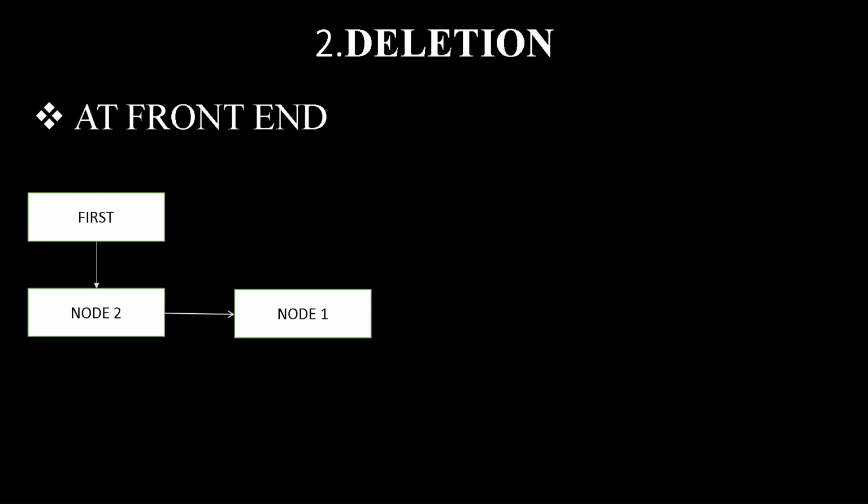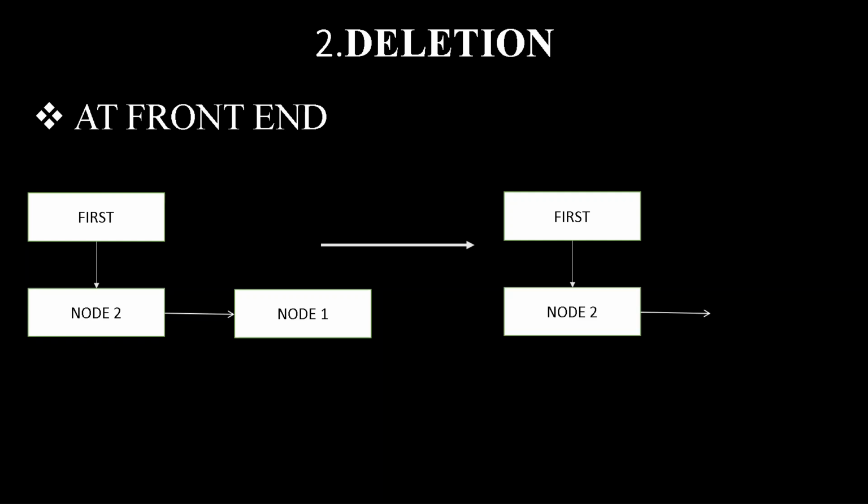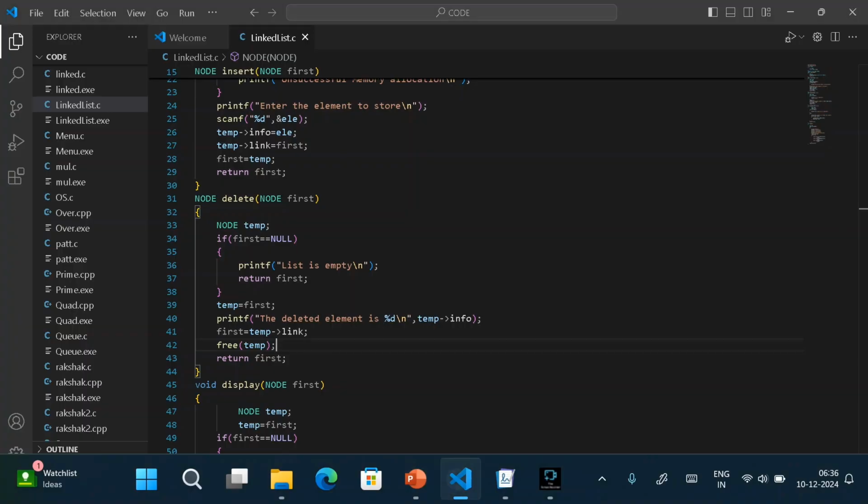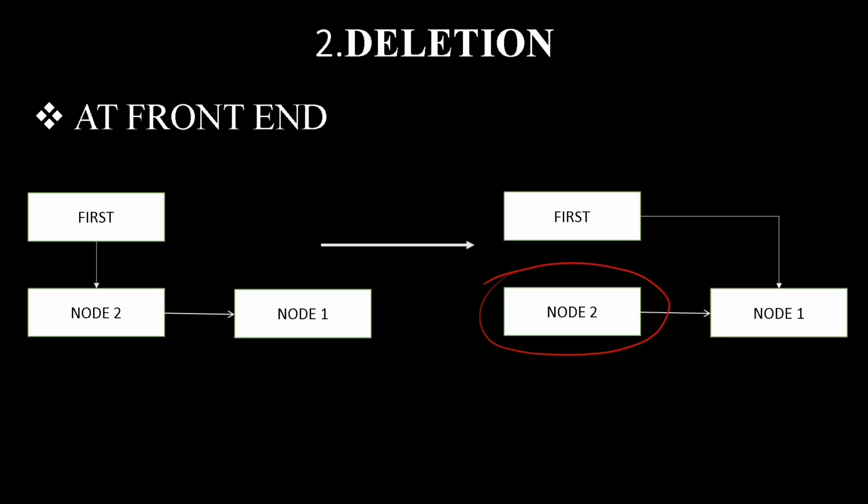Now we have first, node 2 and node 1 for deleting. Now this is the basic configuration. Because this is deleting at the front end, this node should be deleted first. The code is like temp is equal to first, and now printf the deleted element is %d. So whatever element is present here will be deleted.